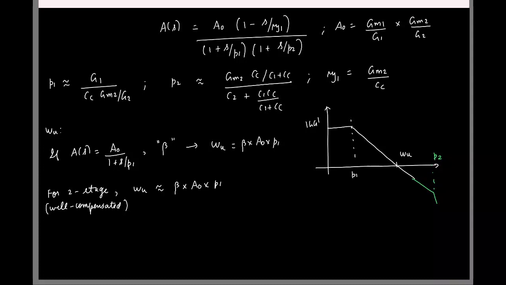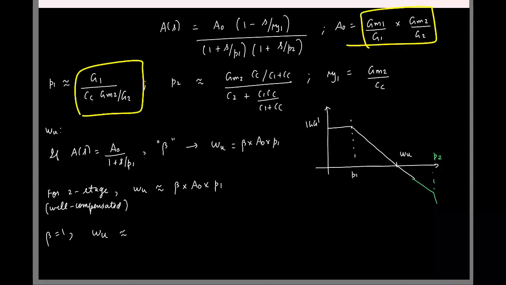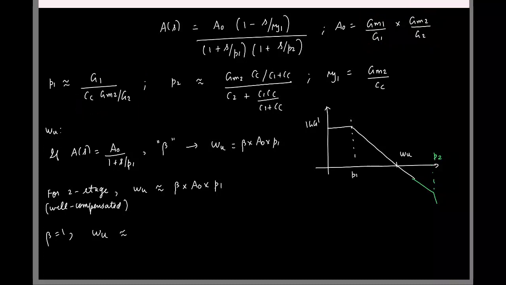Cool. So let's say now for simplicity I say beta is 1. Can you find out what is omega u? You have all the information here. DC gain is here, first pole is here. It's basically a multiplication of these two. What is it finally? I mean everything is positive, right? It's frequency. GM1 by CC. Okay. Fine.